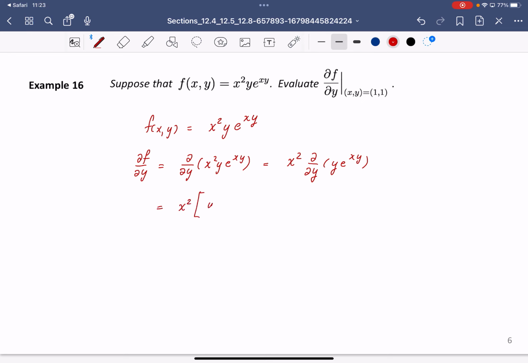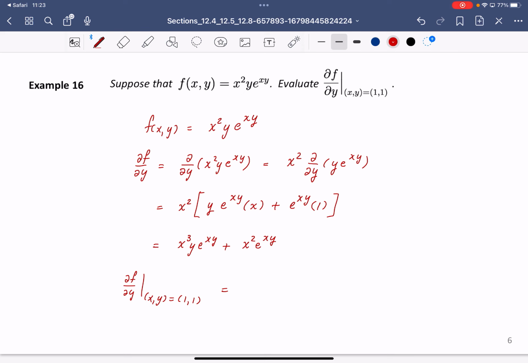So it's going to be y, and then e to the xy. You differentiate with respect to y, so you get x, right? Because you keep y, and then you differentiate e to the xy, and by the chain rule you have x here, and then plus e to the xy, and then you differentiate y, so you get 1. So at the end, you get x cubed y e to the xy, and then plus x squared e to the xy. And then you plug in at (1, 1).